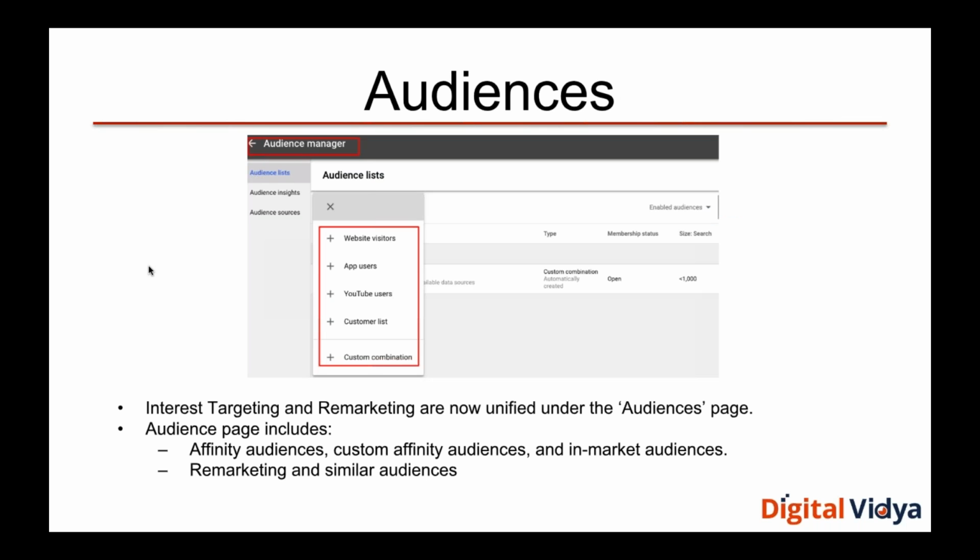These remarketing audiences can be people who visit your website. You can remarket or retarget your app users if you have a mobile app. If you have a YouTube channel, you can remarket to people who have liked, watched or shared your YouTube videos. Or you can create a customer list, say you have sourced a lot of offline data like email IDs and phone numbers, collected from third party providers or your offline store. You can upload that data and remarket to those people. That's also possible.